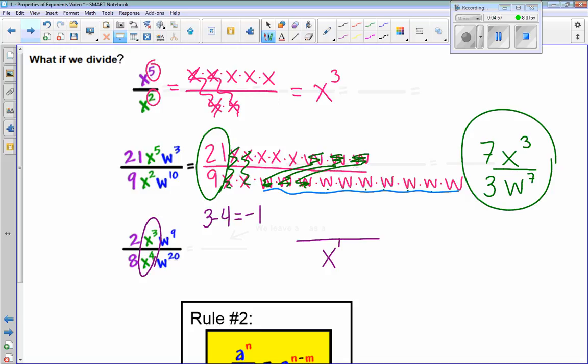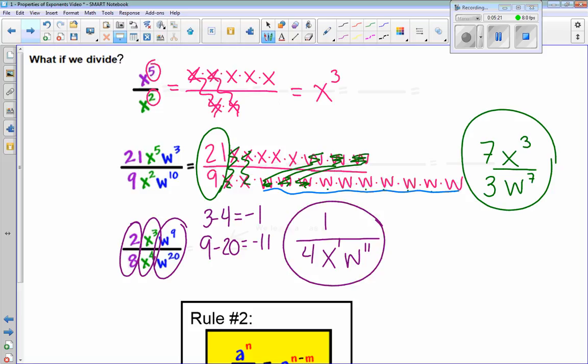Same thing with the w's. If we do the w's, we have 9 minus 20, which gives us negative 11. So we're going to put 11 w's on the bottom since we got a negative number. Now the last thing is simplifying this fraction. The number that goes into 2 and 8 is 2. 2 goes into 2 one time, 2 goes into 8 4 times. So there is our answer.